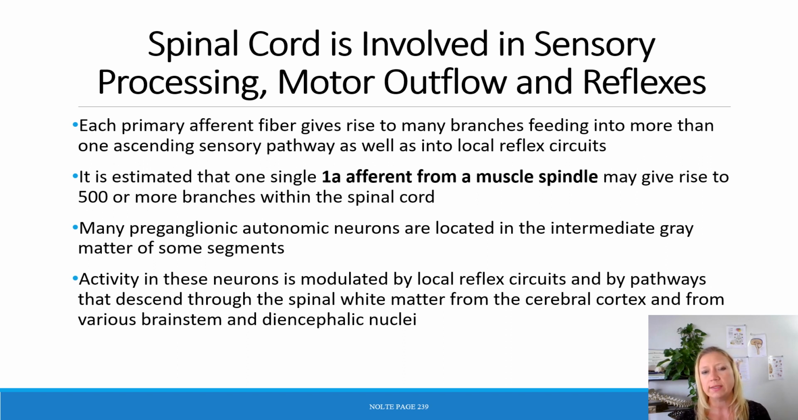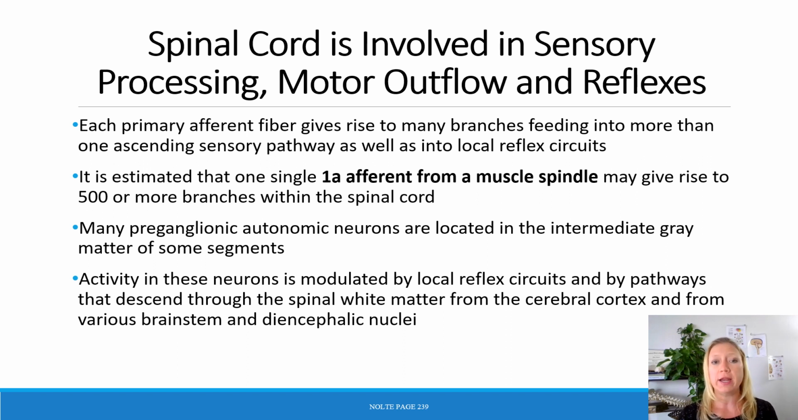It's estimated that one single 1A afferent from the muscle spindle, so remember that chart from Chapter 9, so we saw that 1A afferents for muscle spindles, 1B for GTOs. Okay? So may give rise to 500 or more branches within the spinal cord.